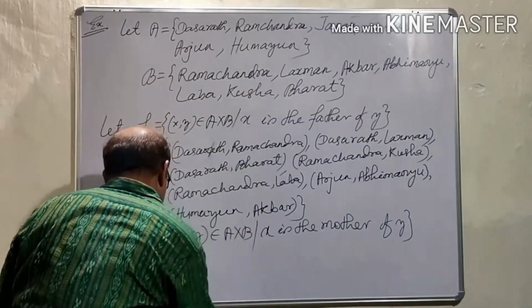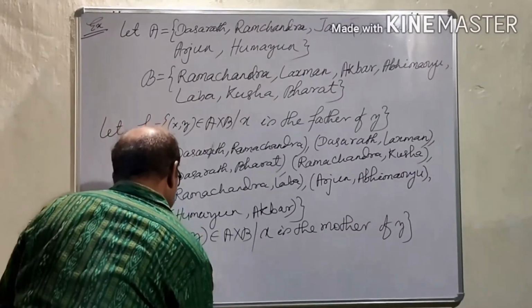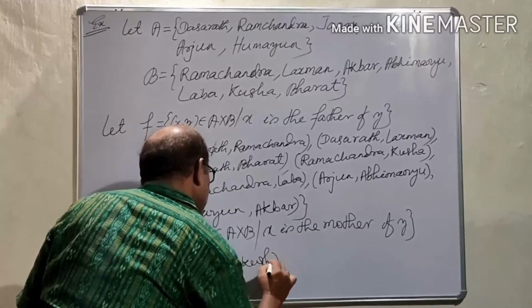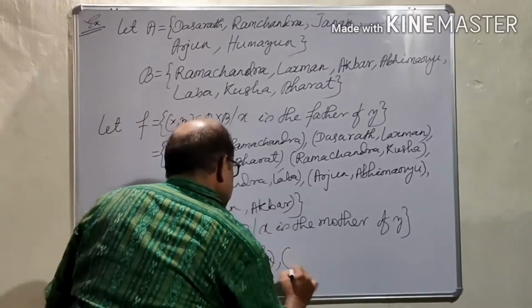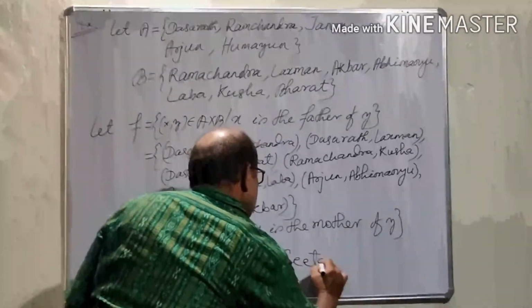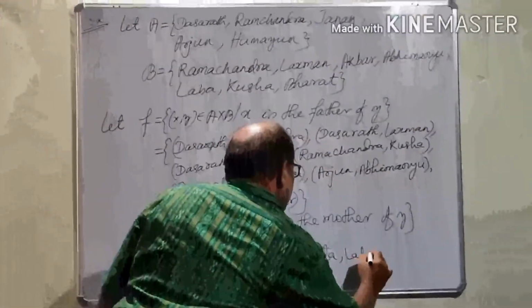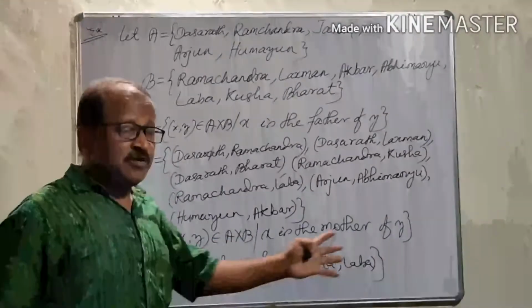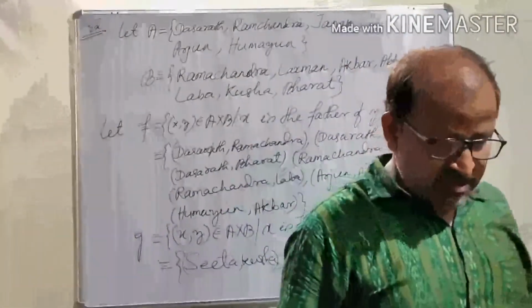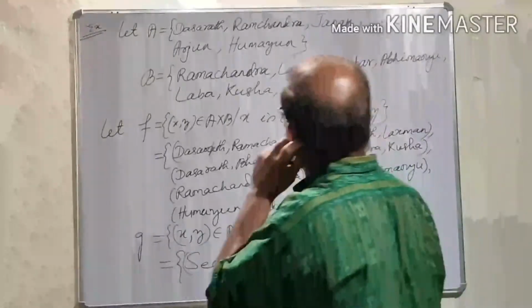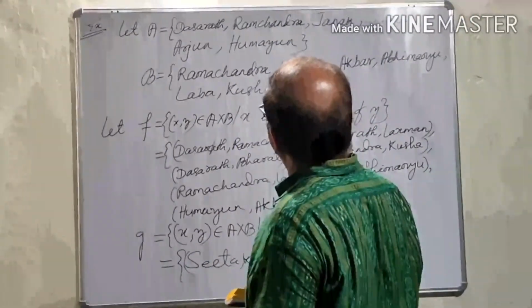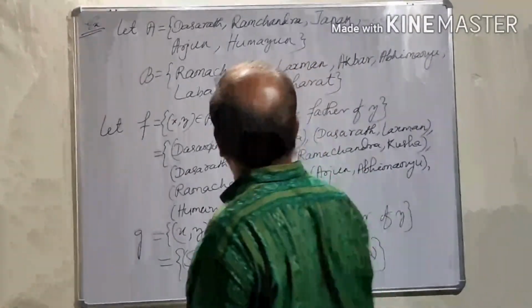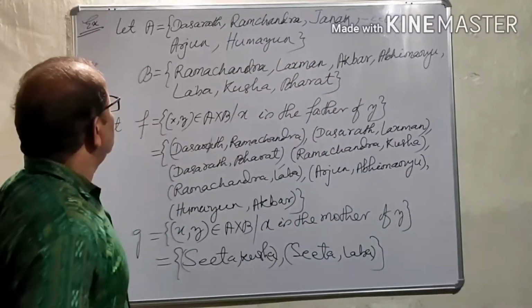So this will be Sita, Kusa, Sita, Lava. This is also an example of a one-many relation. From this we cannot get a many-one relation.